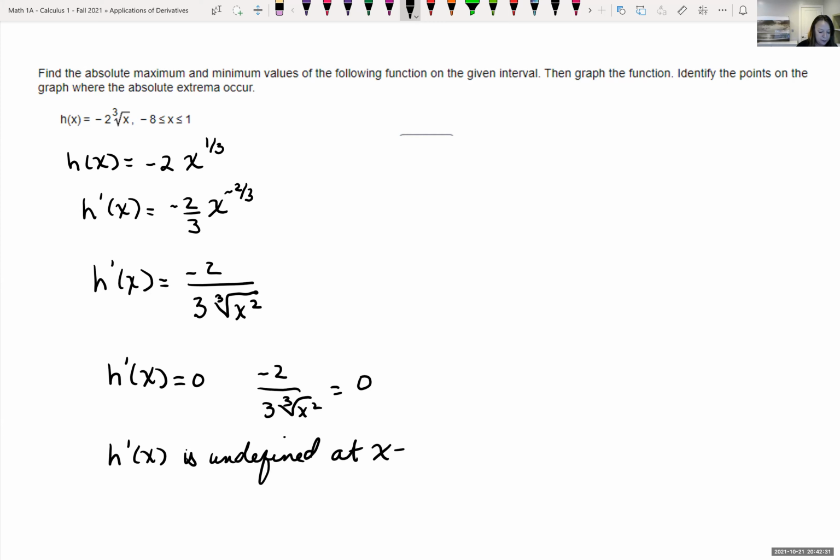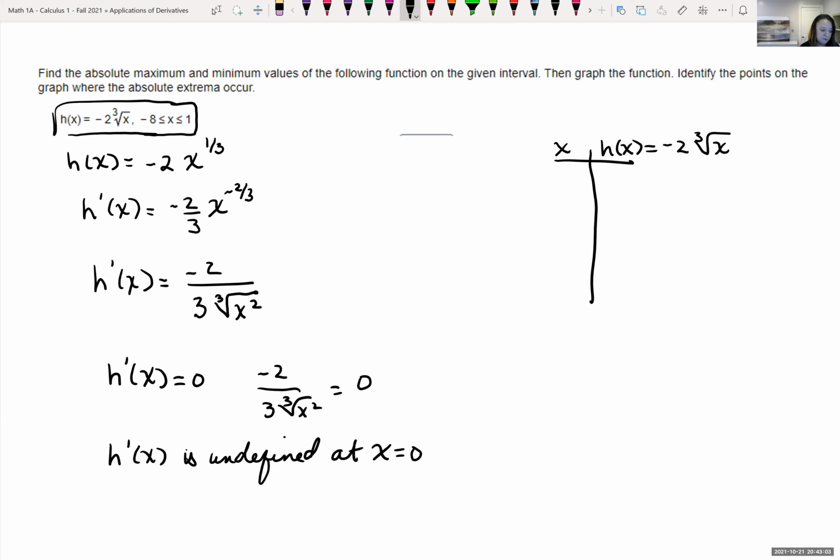But if I look back at my original function, I can plug in 0 for h of x and I get back a real number. So it's part of my domain and it falls in between -8 and 1. So this is a critical number. So we're going to take our critical numbers that we found, which is just one of them, and our endpoints, and we're going to plug it back into our original function to see if we get the smallest or largest y value back.